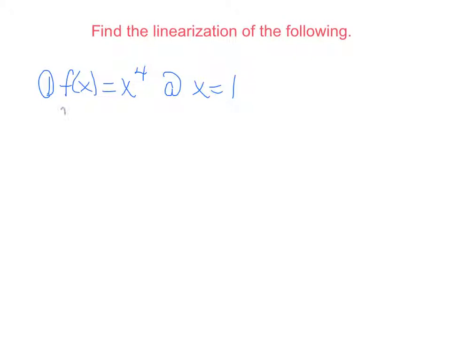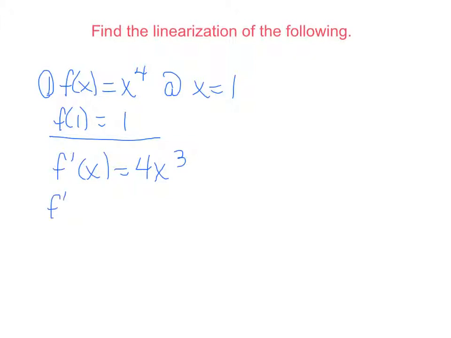So we're going to do f of 1 first. We plug that in, and 1 to the 4th is 1. Then we're going to take f prime of x, which would be 4x cubed, and find the slope at x equals 1. So we plug in x equals 1 here, and 1 to the 3rd is 1 times 4 is 4.